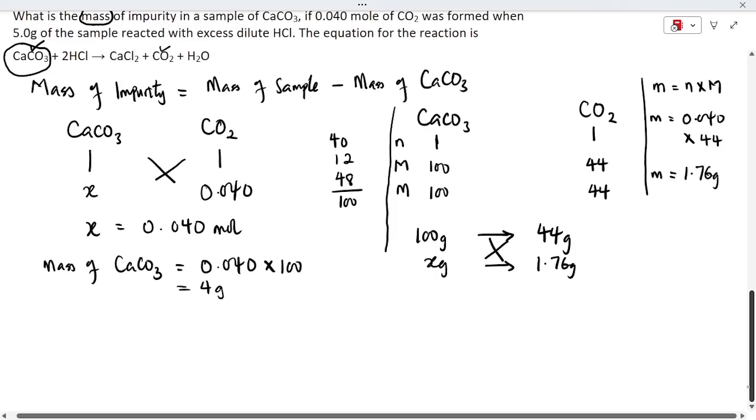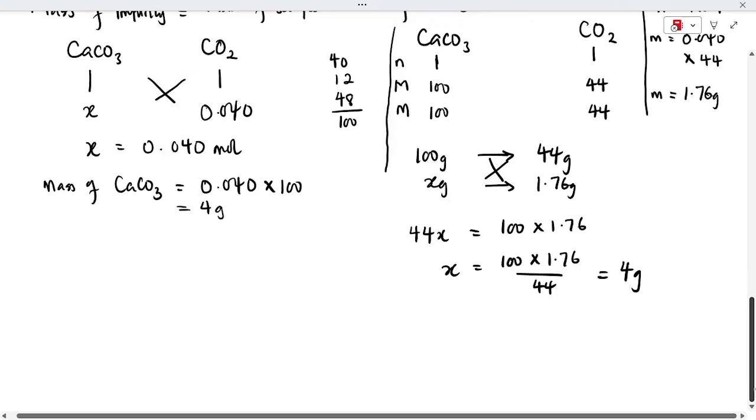Automatically, as usual, simply cross multiply. That therefore means that 44x equals 100 times 1.76. X becomes 100 times 1.76 divided by 44. And when you solve this, you simply get 4 grams. So you can see you get exactly the same 4 grams. But again, remember, as we have always said, always read your question properly. You are not asked for the mass of calcium carbonate, but you needed it to get the mass of the impurity. To now finally get the mass of impurity, we have already written the formula earlier.